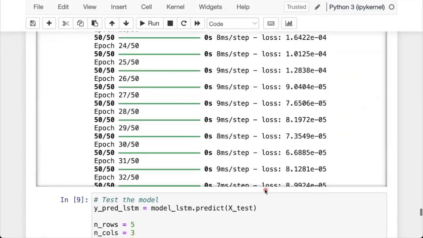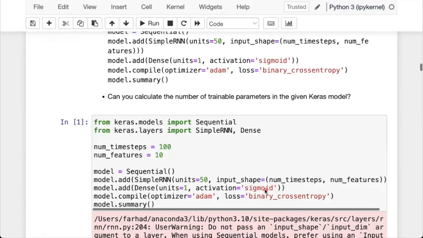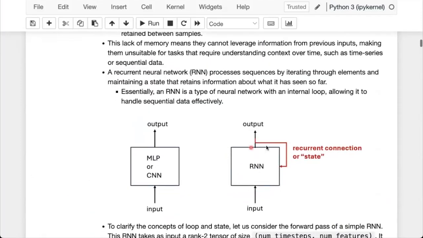So this brings us to an end here, where we have this type of recurring connection or state. Now we know the basic connection, which is what we have in the simple RNN, and also the LSTM layer.